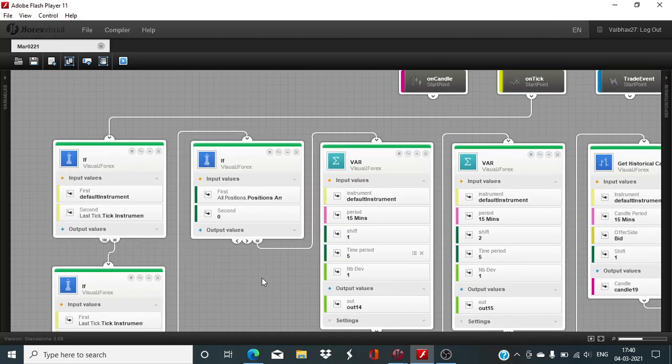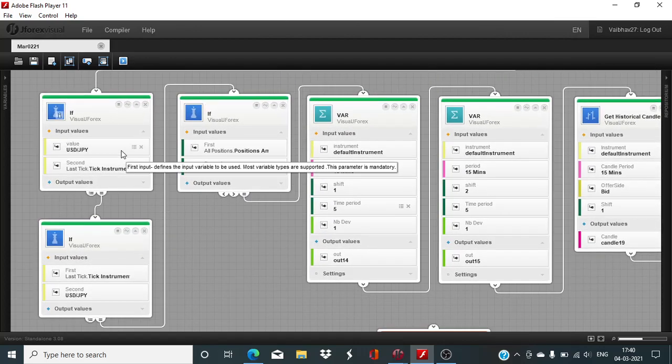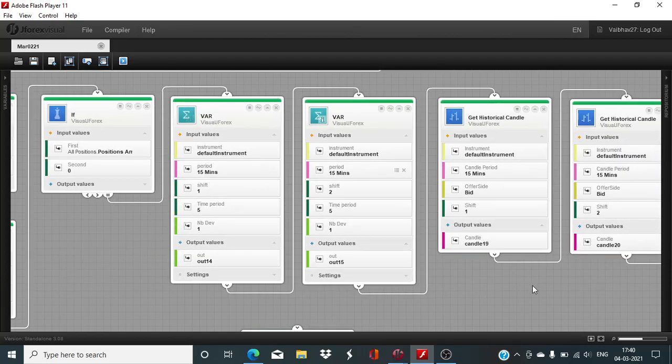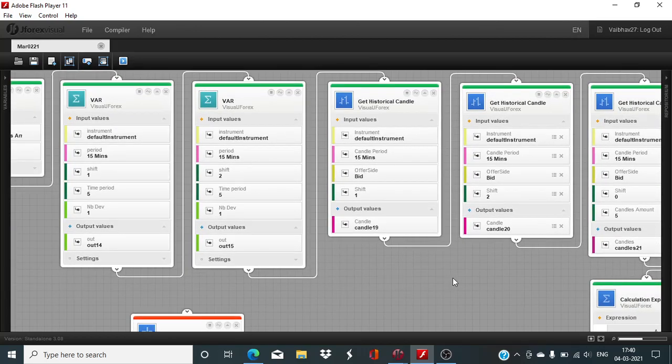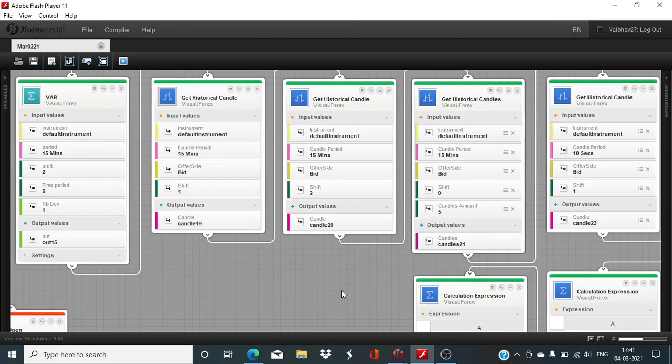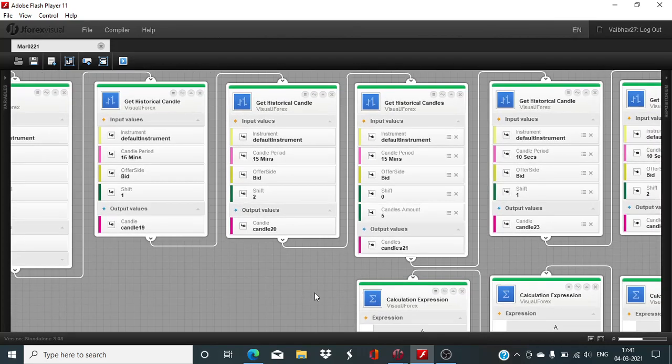In the prior session, I had done this setup so far. The instrument subscription has been done, where the default instrument is going to be USD/JPY, and the position amount has been defined at 0. Then I got these variance blocks of 15 minutes time frame, the historical candles of candle period 15 minutes each. There is one with the look back period of 1 and another with 2. So we will be looking at the price action prior to the execution of the trade.